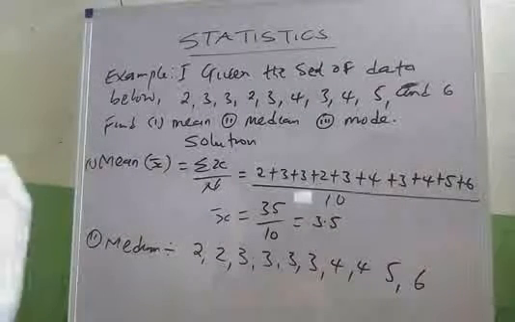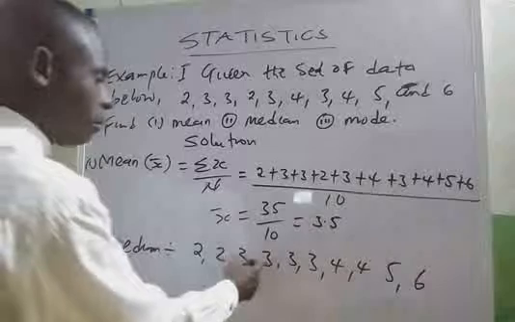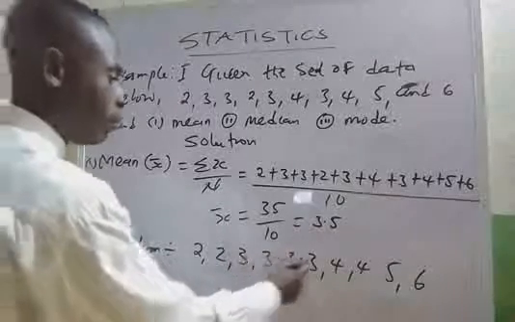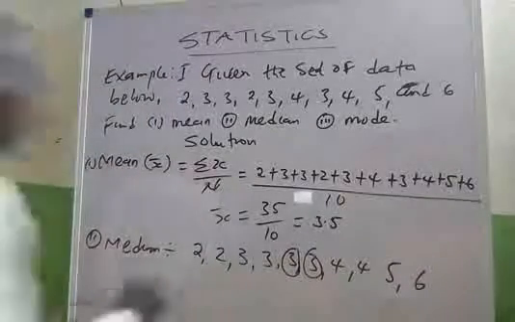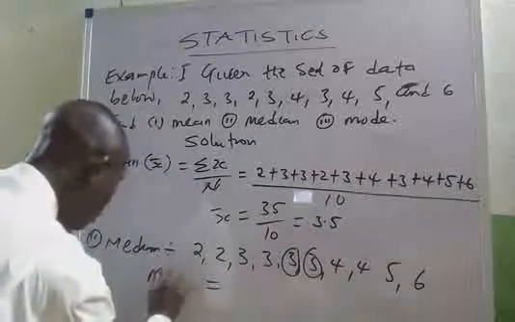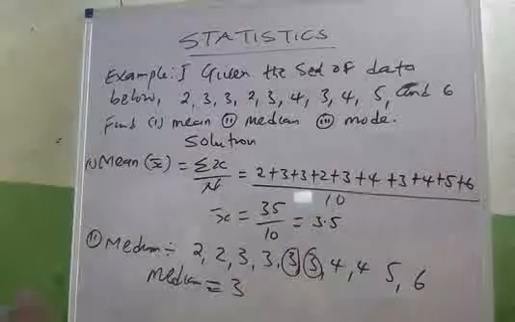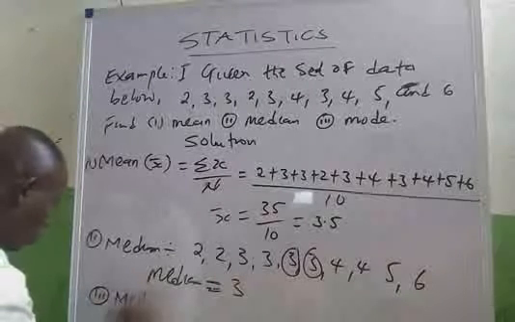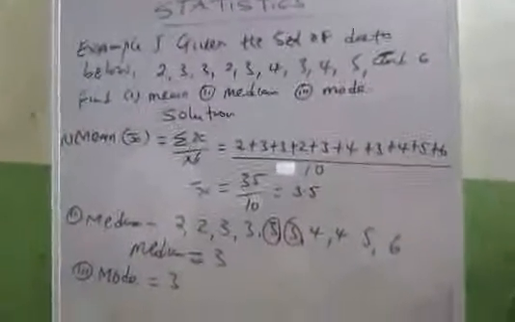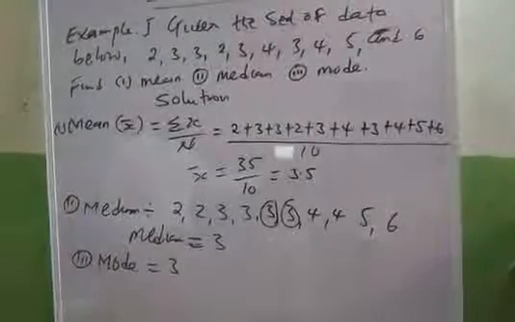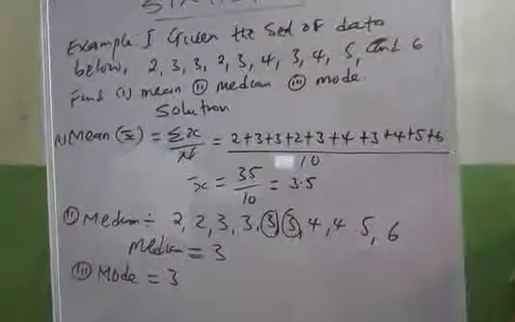Now of these 10 numbers, the middle numbers are the fifth and sixth: 1, 2, 3, 4, 5. The middle number is 3, 3. So the median is equal to 3. Then finally the mode is also 3 because it's the highest occurring number. You have four 3s, so the mode is 3.